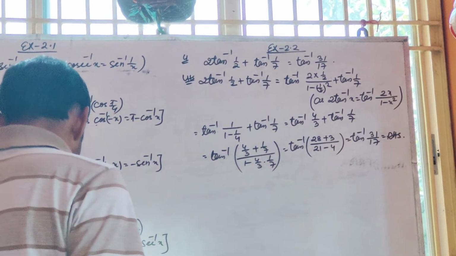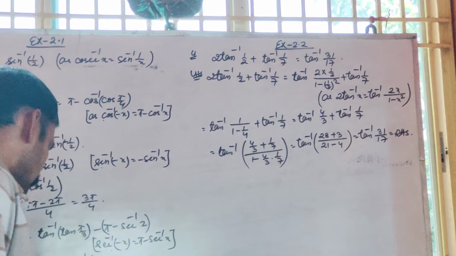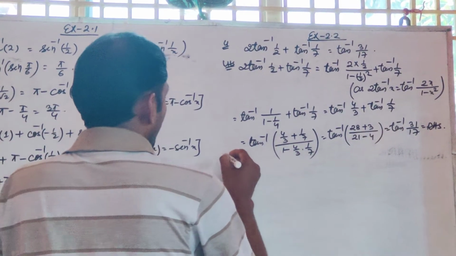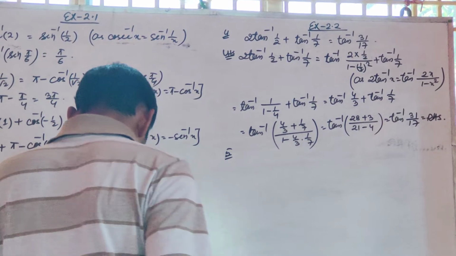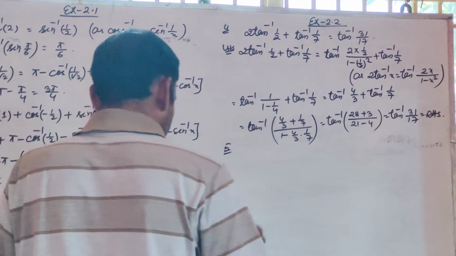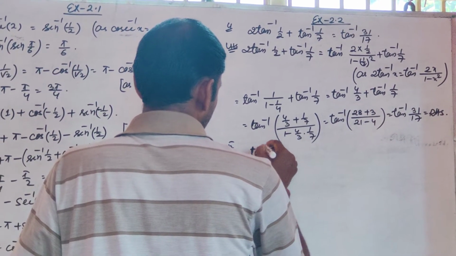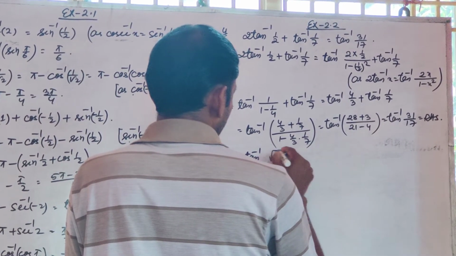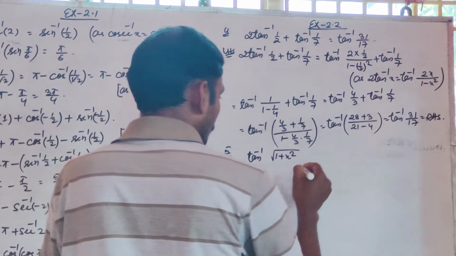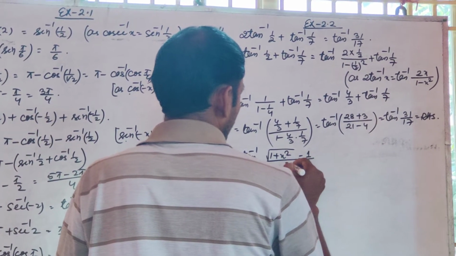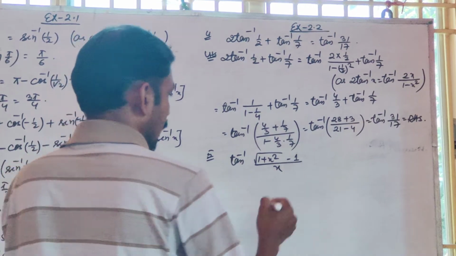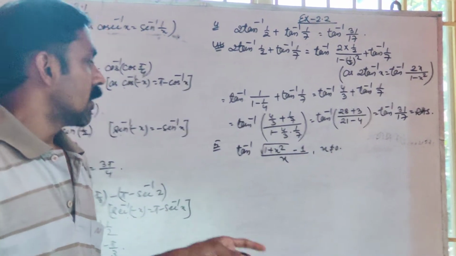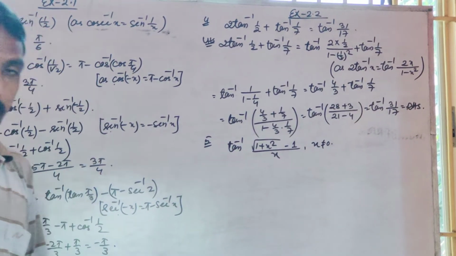Then next is write the following function in the simplest form. Number 5. Tan inverse of root of 1 plus x square, minus 1, all over x. So now we have to simplify it.